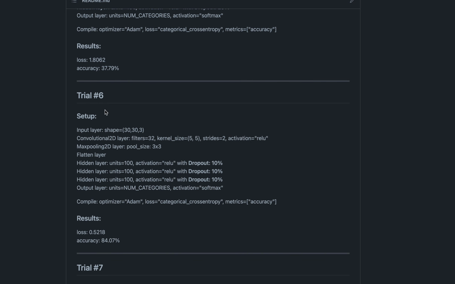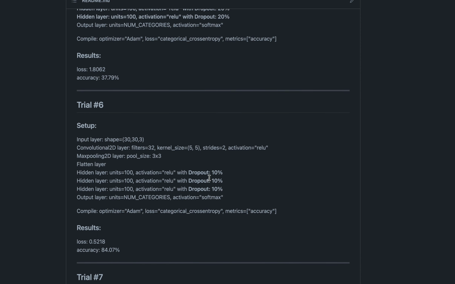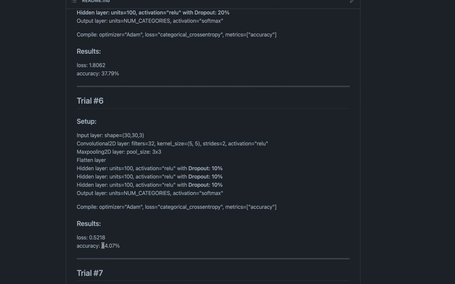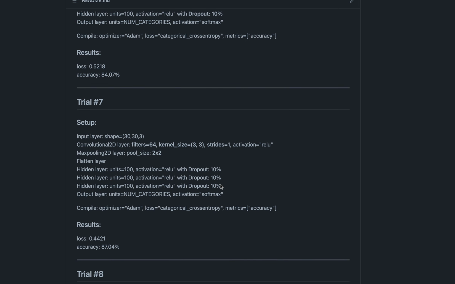So for my next trial, I just reduced the number of hidden layers to 3, and I changed the dropout. Here I got a very high accuracy of 84%. So I thought maybe this is going in a proper way.